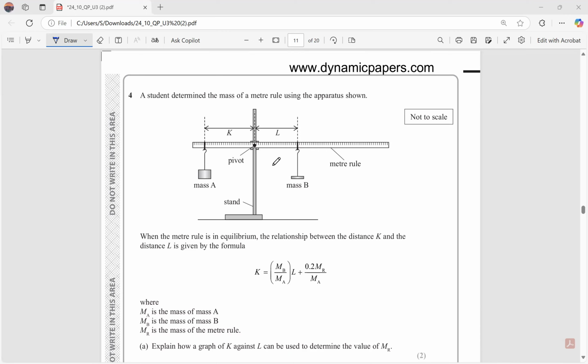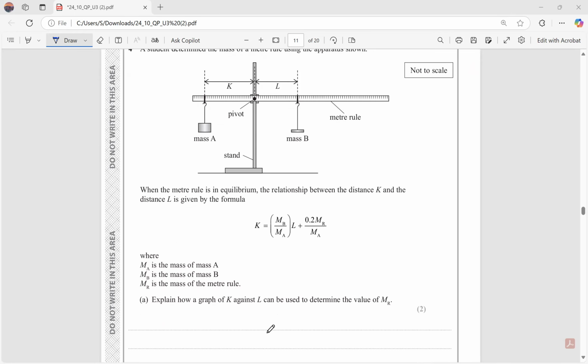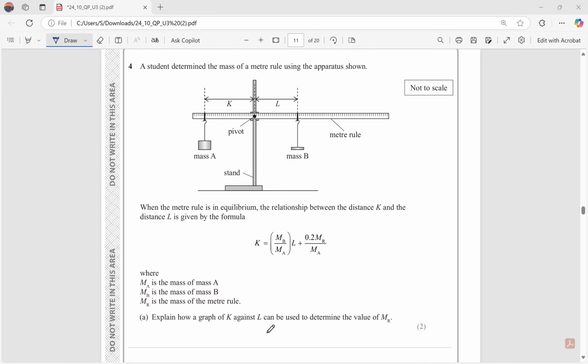Today we're going to do question 4 from the same unit 3, October 2024 that we solved in some previous videos. So here we go. A student determined the mass of a meter rule using the apparatus shown. When the meter rule is in equilibrium, the relationship between the distance k and the distance L is given by the formula where MA, MB, and MR are the masses of mass A, B, and the meter rule. Explain how a graph of K against L can be used to determine the value of MR.